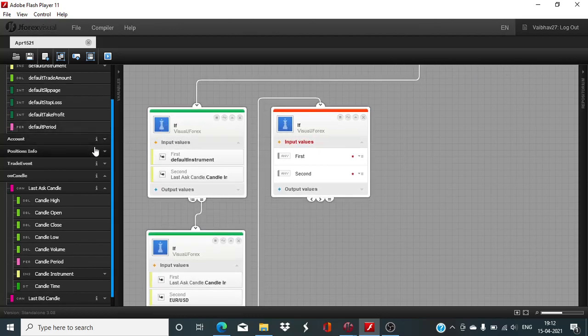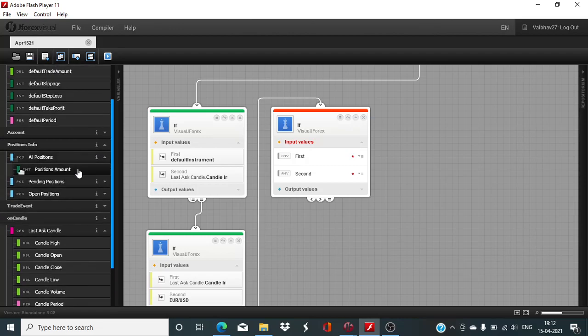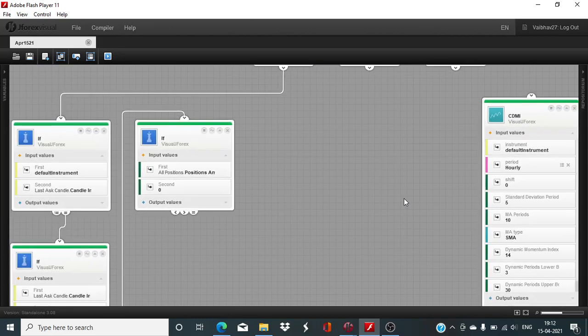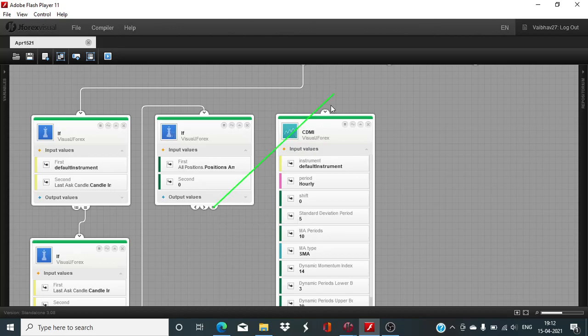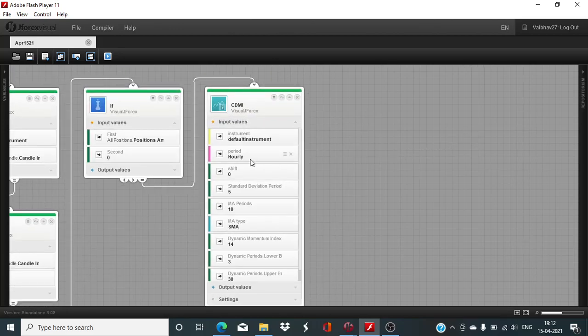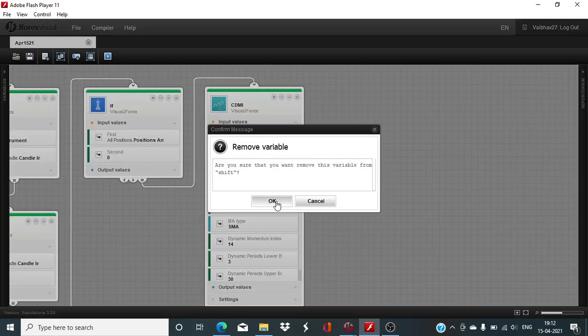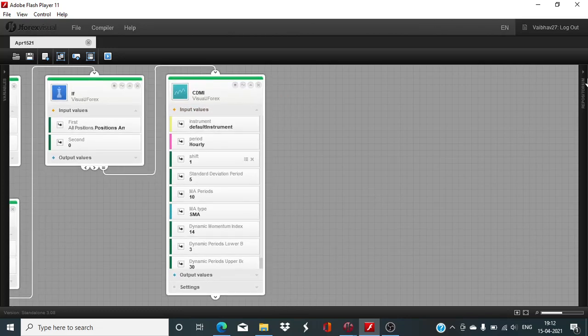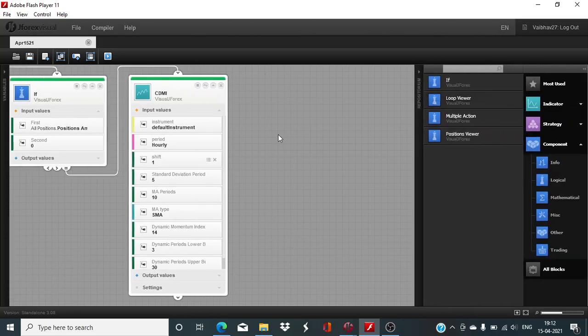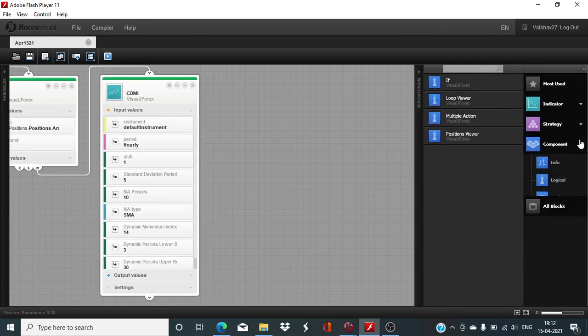And position info or position amount will have to be defined as 0. Okay, and after that I will join the CDMI. Now here we are going to compare the hourly values. For that we will need two CDMI blocks of the hourly time frame, with the lookback period of 1 and 2 respectively.